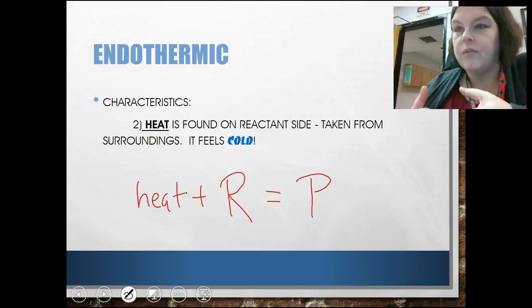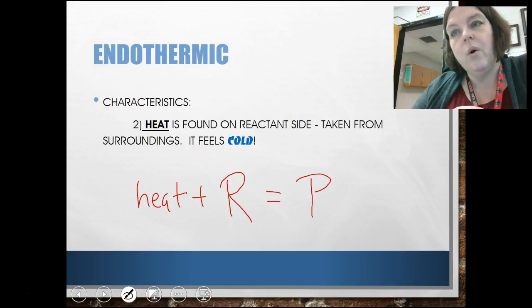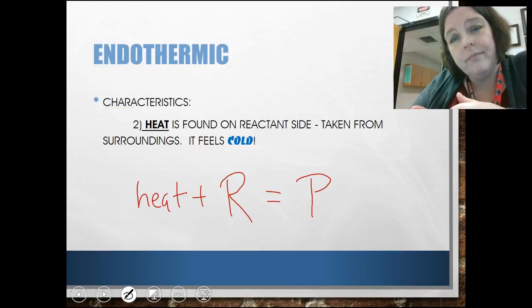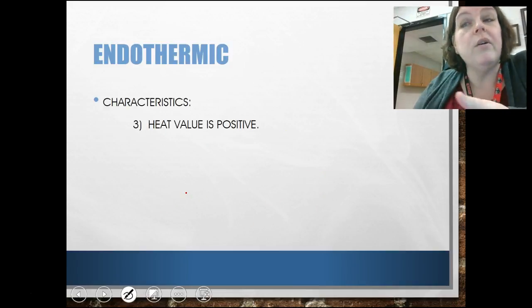Okay, you get why things feel hot. Why do things feel cold? Because when things are cold, they're taking energy from outside and pushing it in, which leaves the outside cooler because the energy is going inside. Let me let that sink in for just a second. The energy is going inside, okay? So the heat value here is positive.